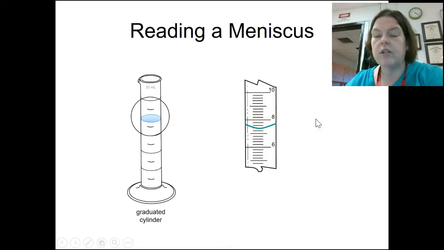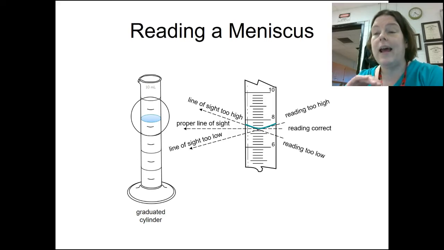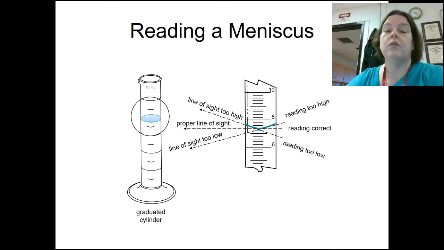What you don't want to do is look at the curve from the bottom, because then you'll read wrong. You also don't want to look at the curve from the top, because again, you'll read wrong. What you want to do is look at the bottom of the curve, and this would be the correct way to read it. You have to get at the level with the graduated cylinder sitting on the counter to read the meniscus properly. So it's always flat on the counter. You are looking at eye level right at the bottom of the meniscus and trying to read with the proper sight.